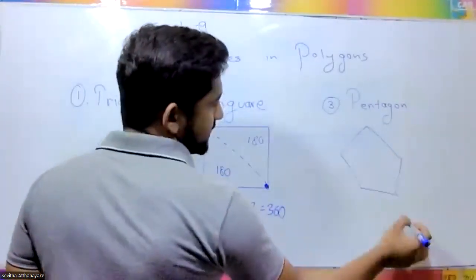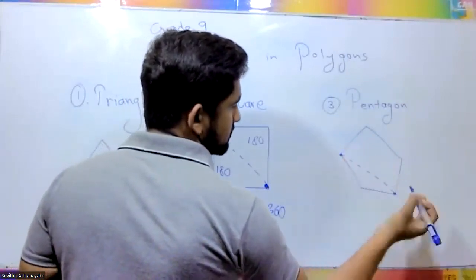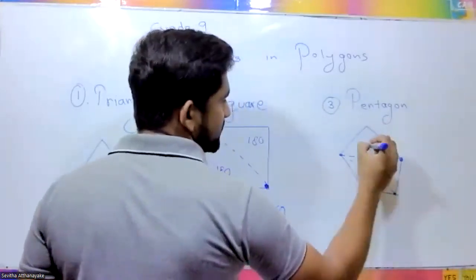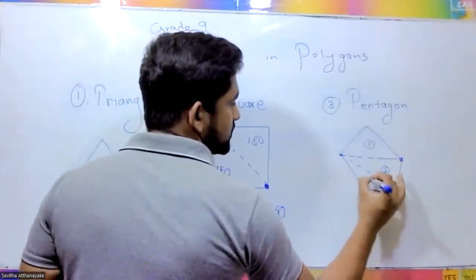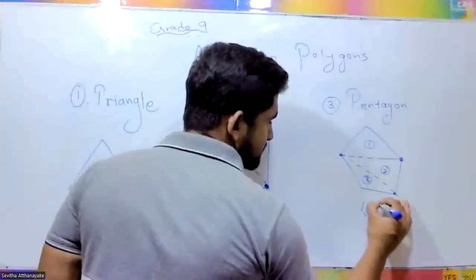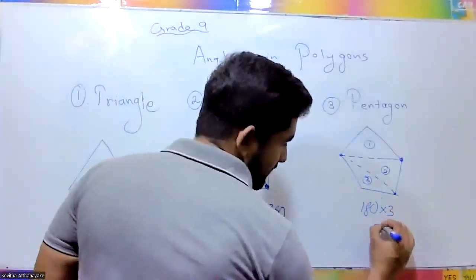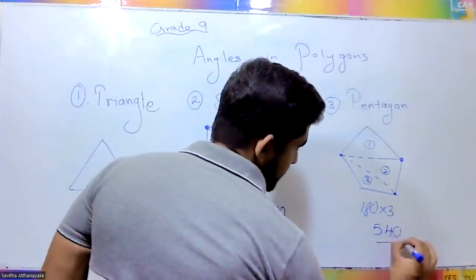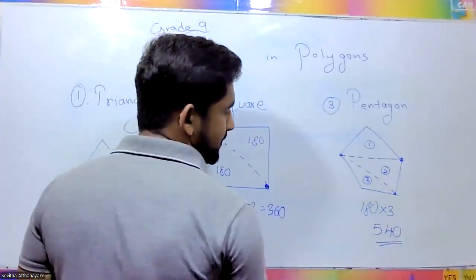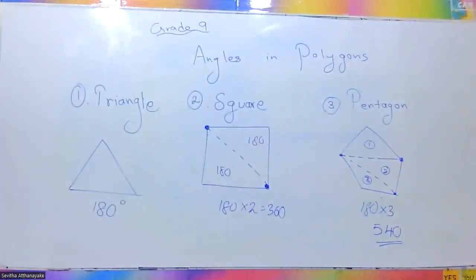Okay. Then here we have 1, 2, and 3. 1, 2, 3 triangles. Then 180 multiplied by 3. 540. 3 times 0, 0. 8 times 3, 24. 4, 2 remaining. 3 times 1, 3. Plus 2, 5. Okay.